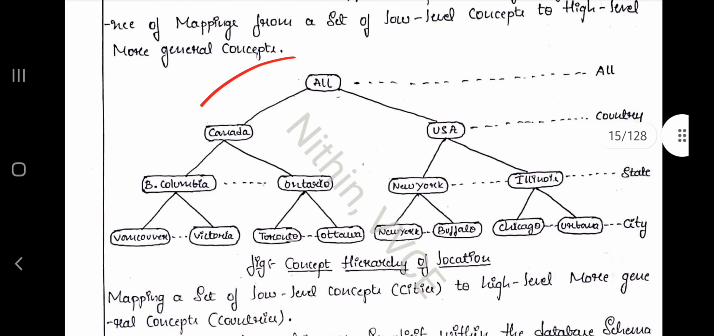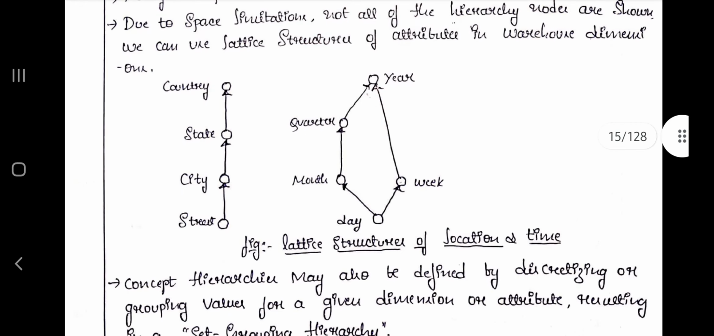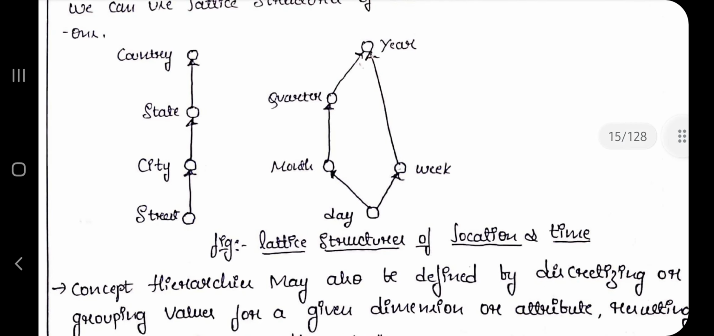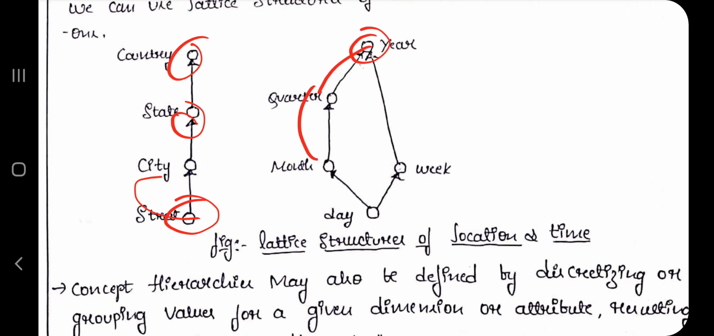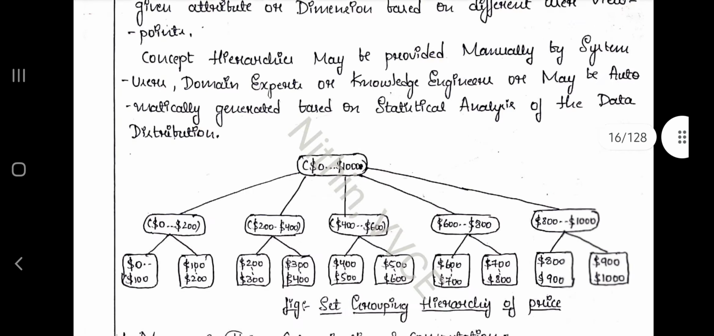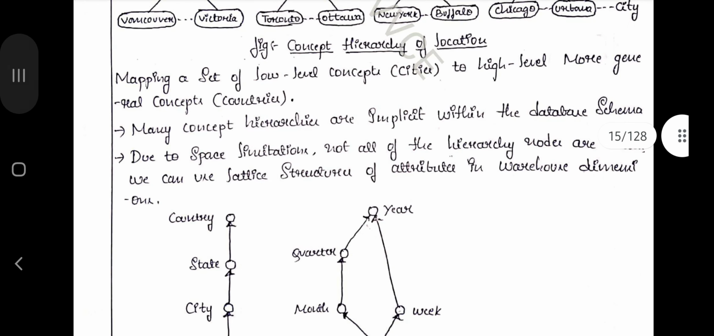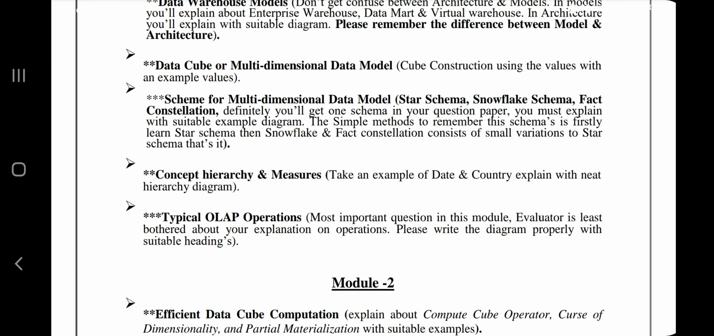So from general to specific is one hierarchy, and another one is from specific to general. For example, you can give street, city, state, country, or you can go in the reverse order as well: year, quarter, month, day, or year, week, day. If you go in the reverse order or the straight order, both are the same thing. So basically you have to explain what the hierarchy is, that different levels will be there. The content is also there, you can go through it.